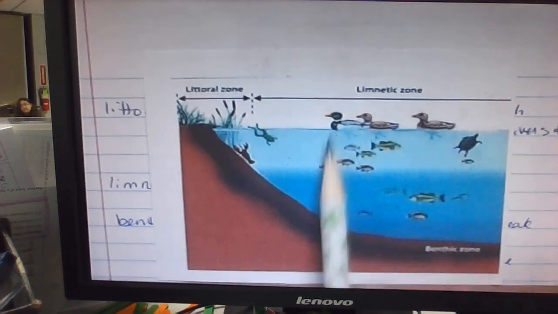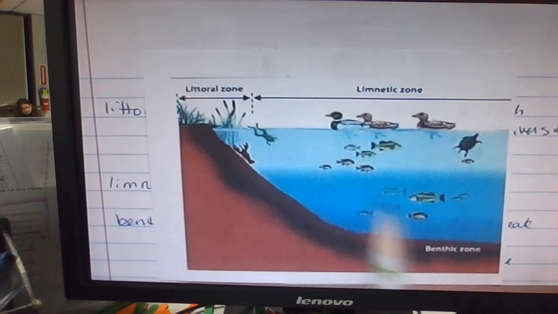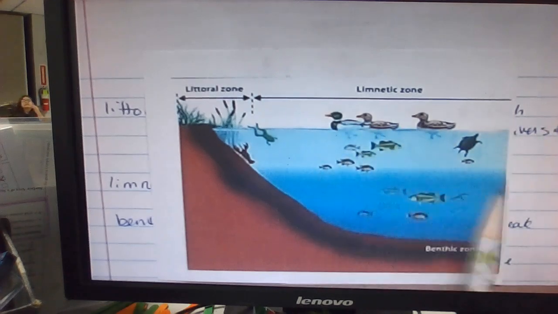Limnetic zone, that's the open area of water. So all of this area, well, and in fact, extended out. This area right here represents that open area in that aquatic ecosystem.